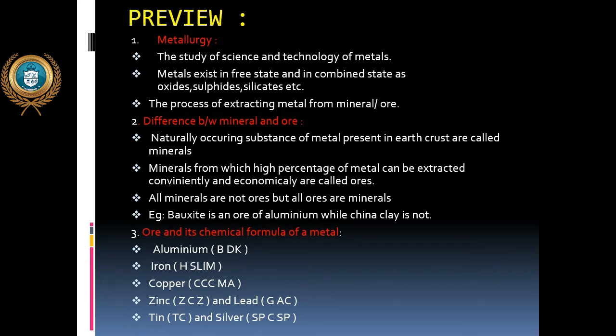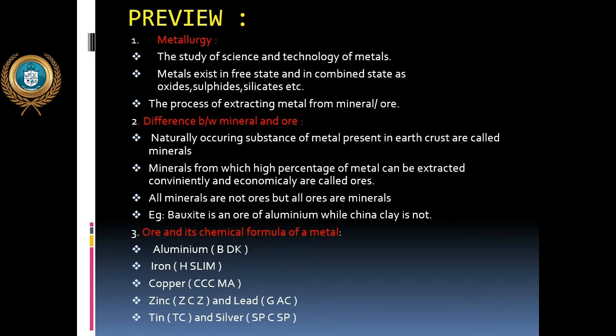Then we have seen the ore and chemical formula of a metal. Do you remember, in this we used one remembering technique, mnemonics. So let's discuss the metal and its ore along with the chemical formula. First is aluminium. Here the mnemonic is BDK: Dinesh Karthik has bold out. B is for bauxite, D is for diaspore, K is for kaolinite.